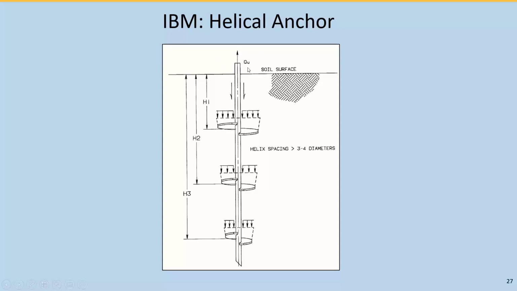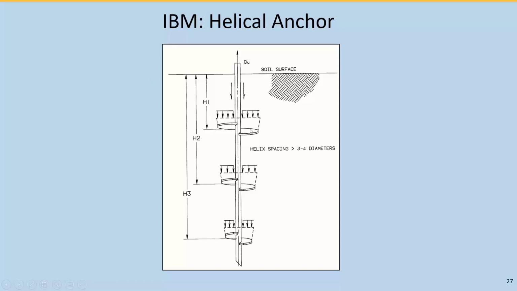It says that the ultimate pile capacity is equal to the sum of the bearing resistance of each helix. It's that simple. That means you calculate the bearing resistance of this one, and this one, and this one, and you sum them up. That's it, since these helical plates behave independently.